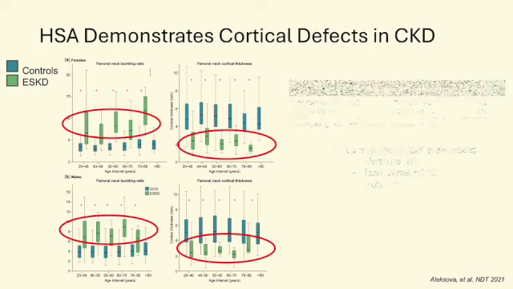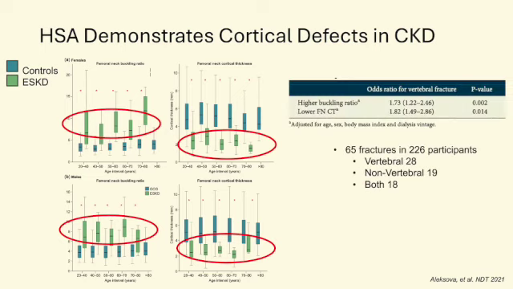Now, this study was small, only about 226 patients, and they had 65 fractures. They were able to do a cross-sectional analysis, and they found that the HSA parameters were predictive for vertebral fractures. We have no prospective data. So I think that as a biomarker of the bone effects of CKD, this could be an interesting tool.